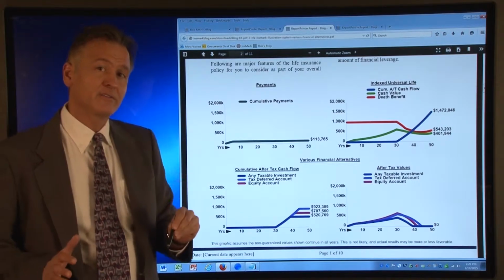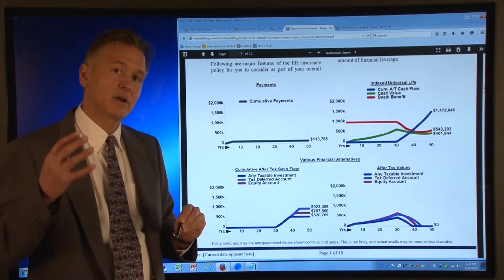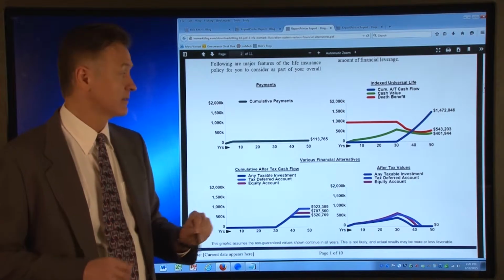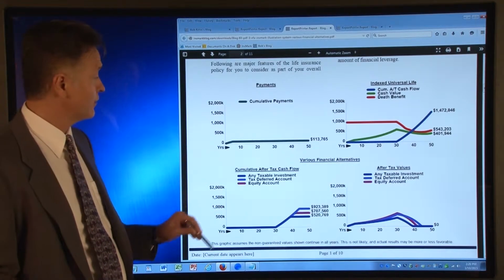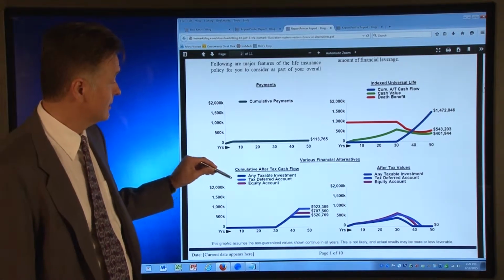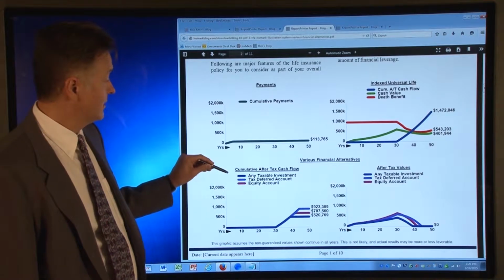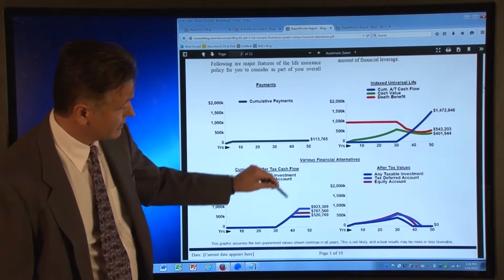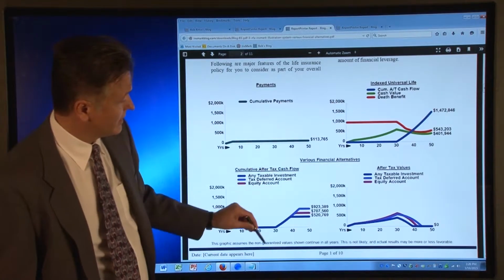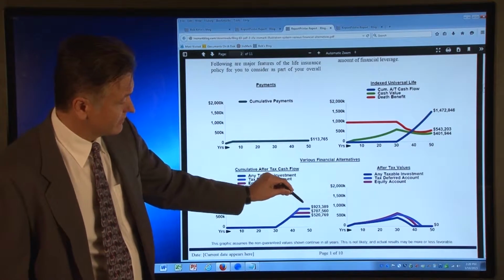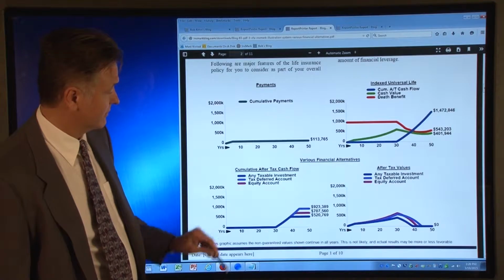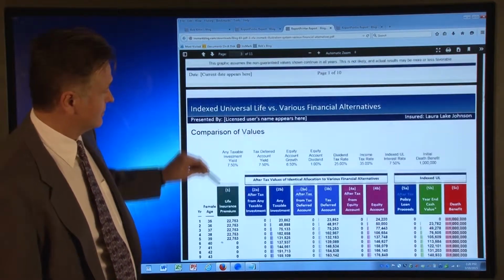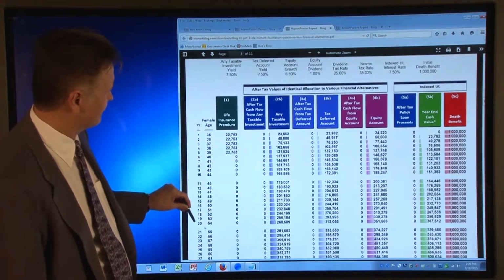Now, with various financial alternatives, you can compare to up to 4 different alternative investments. In this particular case, we compared to 3. We compared to any taxable investment, tax-deferred account, and an equity account. And as you can see, on those 3, when we tried to take income out of those, instead of $1.4 million, they were at $900,000, $700,000, and $520,000. So let's get to the numbers page and see if we can figure out what's going on here.